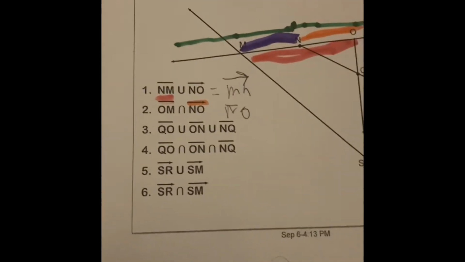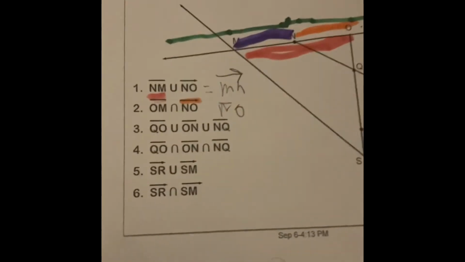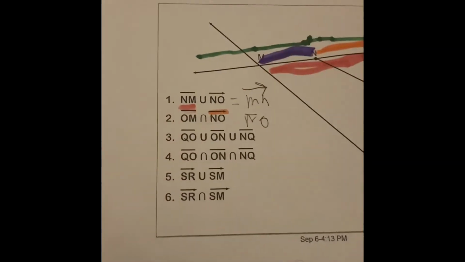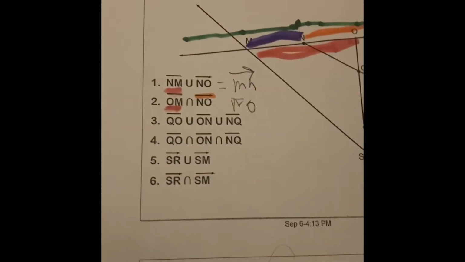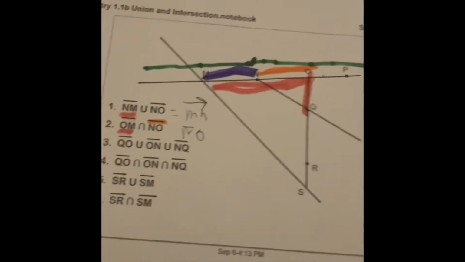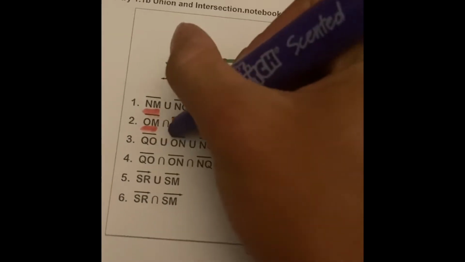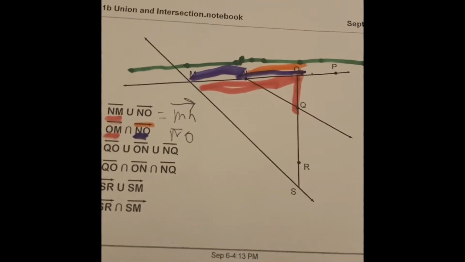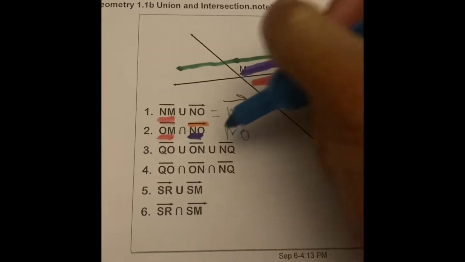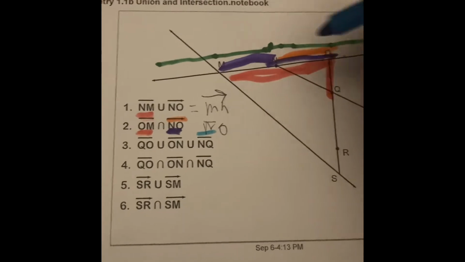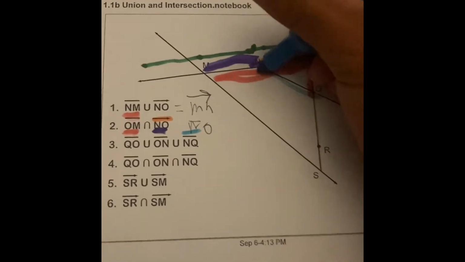For number 3, instead of 2 objects on the field, we have 3 objects on the field. I'm going to use red as the first one, QO, so we're going to put QO right here. I'm going to put purple for ON, and ON is from here to there. And I'm going to put NQ as blue, and NQ is here to here. And it has to be union.